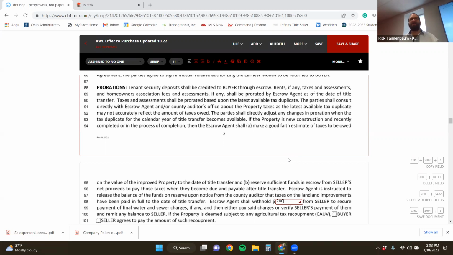But the county doesn't care. In July, when that next tax bill comes out, it's going to whoever owns the property today. So we're going to do a proration. We're going to give a credit for those 7 months of taxes that the seller is going to owe, so when the buyer gets that tax bill, they can pay it. Make sense?